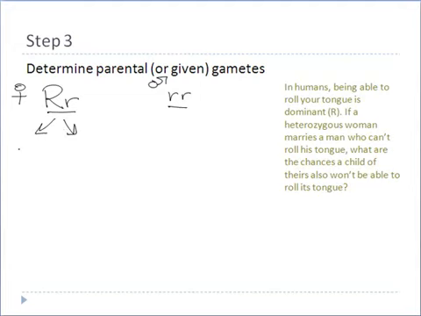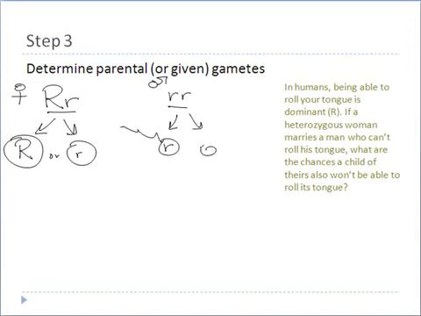So this woman can either make an egg with a capital R, or she can make an egg with a lowercase r. He can make sperm that only have little r's. There's no other options for them. They're all going to be little r sperm. There, we're done. We've determined the parental genotypes.